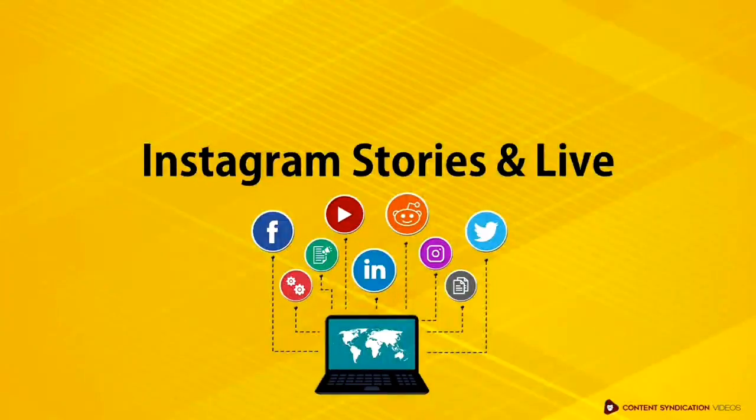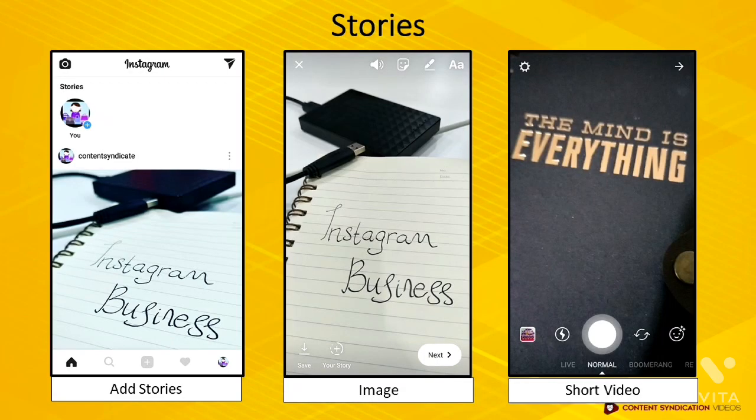Another way for you to showcase your content is through Instagram Stories and Live. To begin using Instagram Stories, all you need to do is click the camera icon on your home page on the top left of your screen. When you do, you'll be under the default option of Instagram Story. You can choose to capture an image or a short video by holding down the capture button.